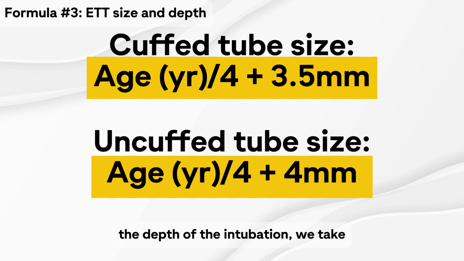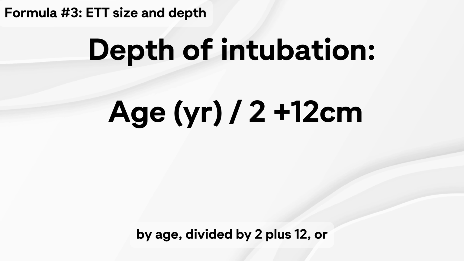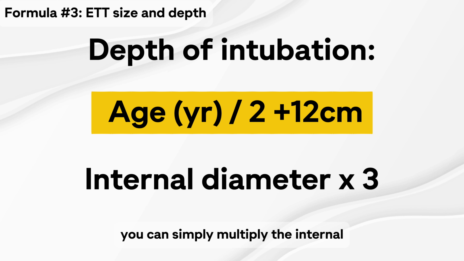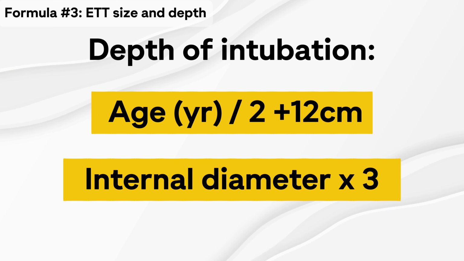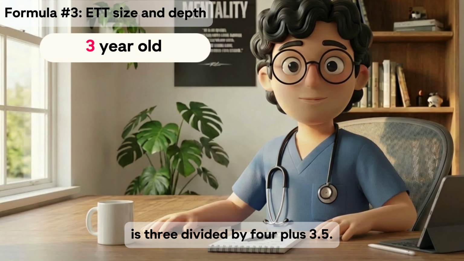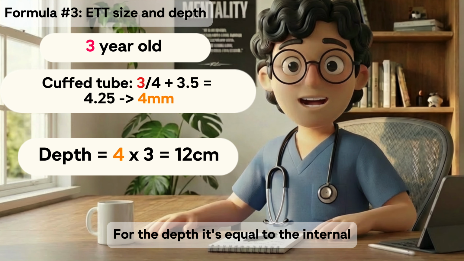And for the depth of the intubation, we take the depth at the lips. So we calculate by H divided by 2 plus 12. Or you can simply multiply the internal diameter of the tube size by 3. So for example, if you have a 5-year-old child, the cuffed tube size is 5 divided by 4 plus 3.5. So you have a number of 4.75. You can go for the nearest one, which means 4.5. So your cuffed tube size is 4.5. For the depth, it's equal to the internal diameter times 3, at least.